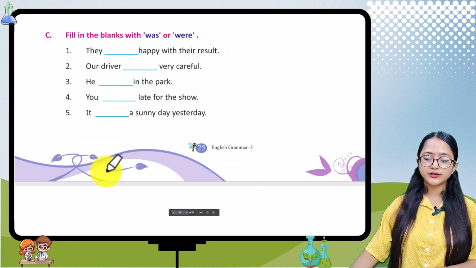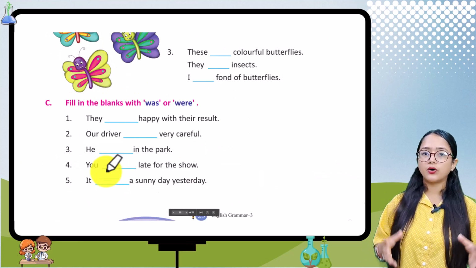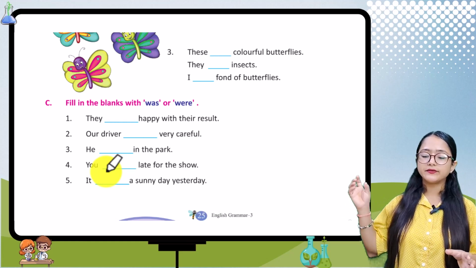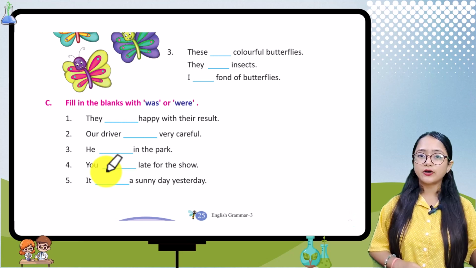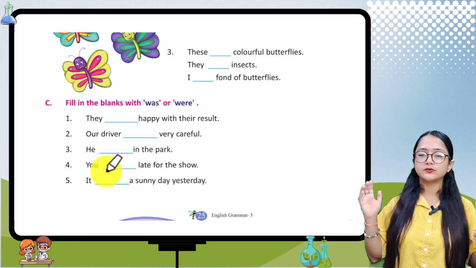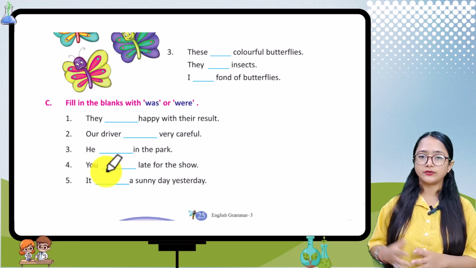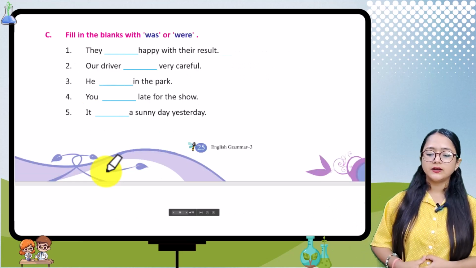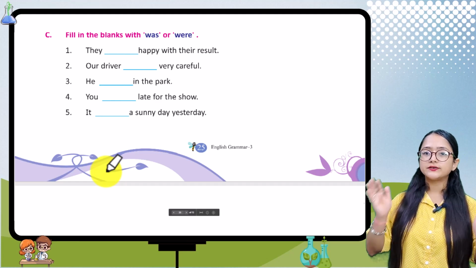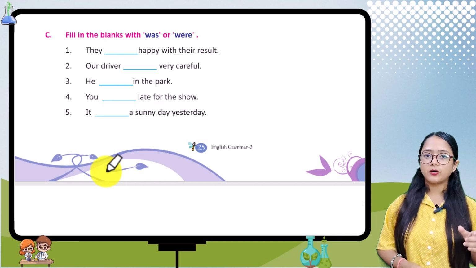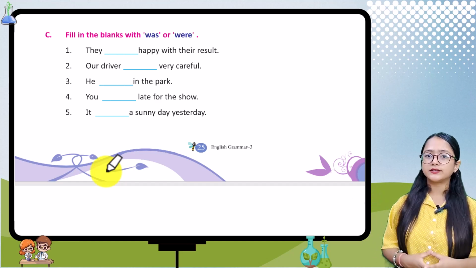Now the next question is fill in the blanks with was or were. First one, they dash happy with their result. With they you are going to use were, not was, because were is used with the plural form of the noun and the pronoun. So like this you have to first read the sentence carefully, then use the correct form of was or were, which is the verb.